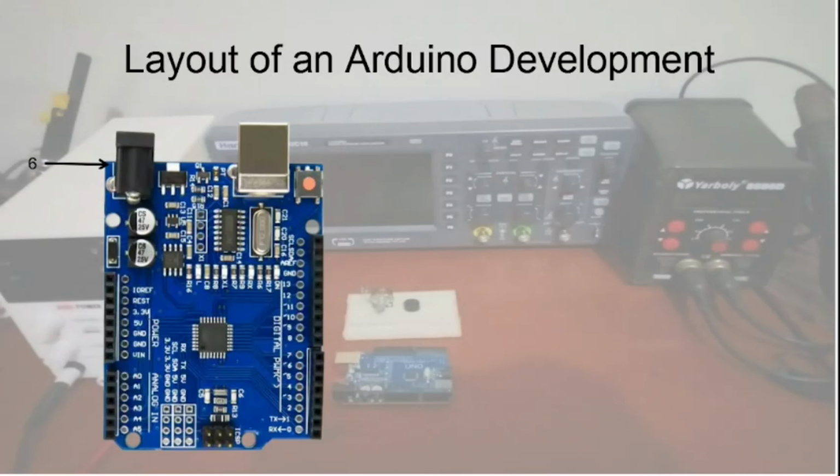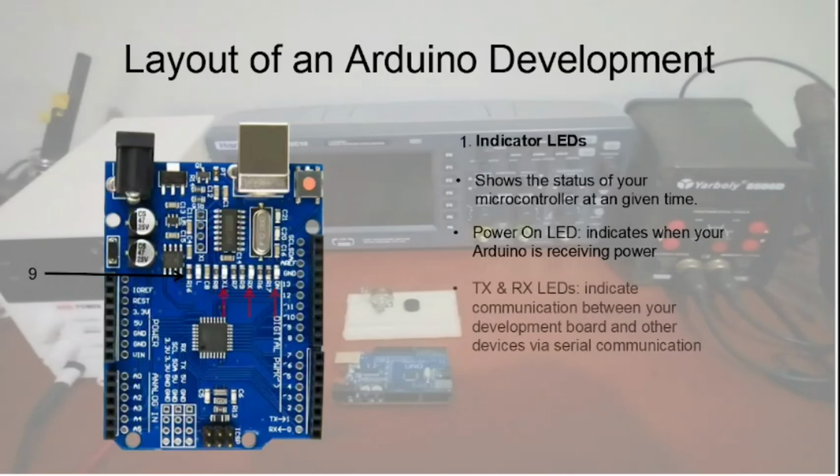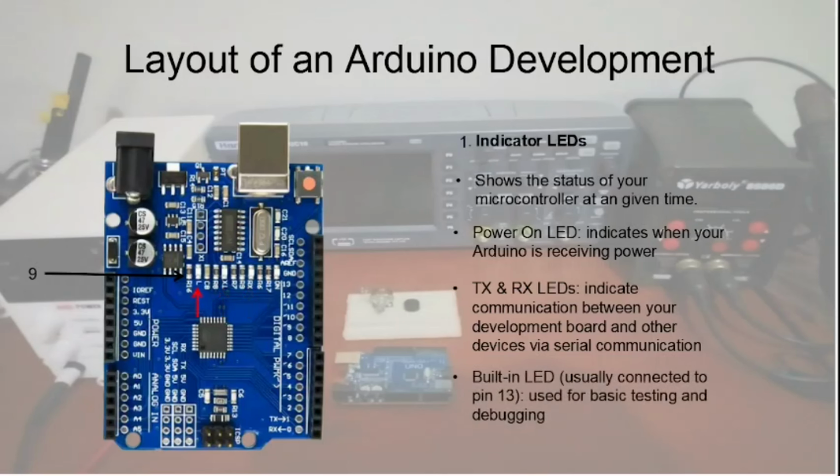Indicator LEDs give you an idea of what's happening in your microcontroller at any given time. The power on LED tells you whether or not power is reaching your development board. The transmit and receive LEDs show when communication is taking place between your development board and other devices. Then there's the built-in LED. This one is usually used for basic testing and debugging.